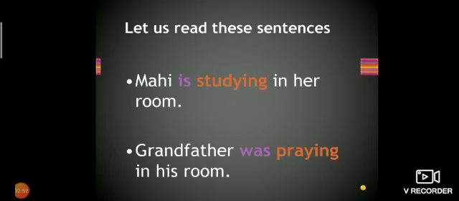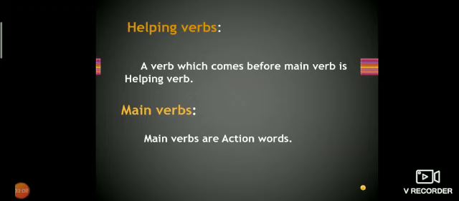Here is and was are helping verbs. They have come before main verbs. What are these helping verbs and what are these main verbs? Let's see. Helping verbs: a verb which comes before the main verb is a helping verb. Main verbs are action words. Okay students?